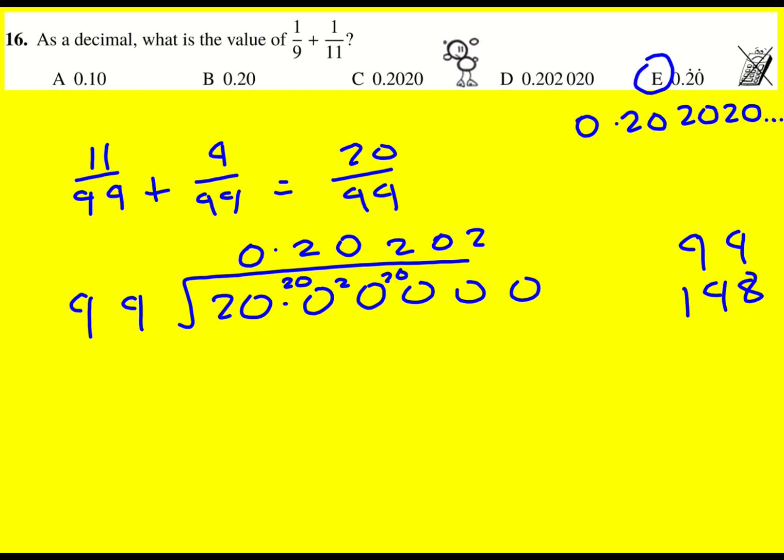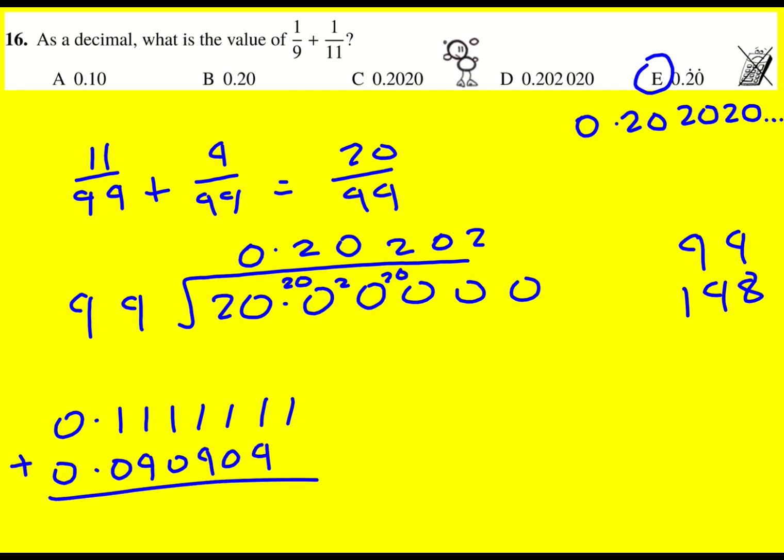You could have instead written 1 over 9. You might know what this is, 0.111 goes on forever, 1 recurring. And it's less likely that you'll know 1 over 11. It's 0.090909. And you could actually add these ones up. If you did know these off the top of your head, then you probably don't know that one, but you could use this approach.